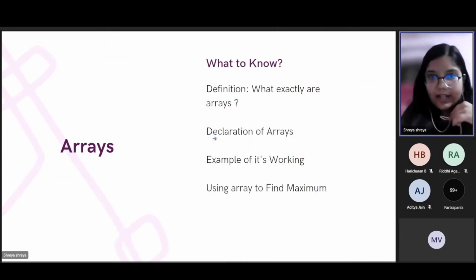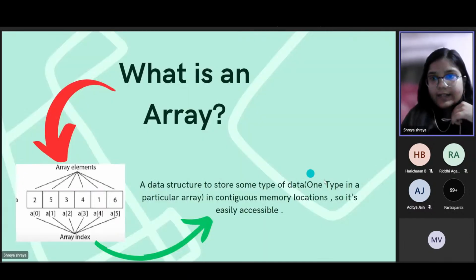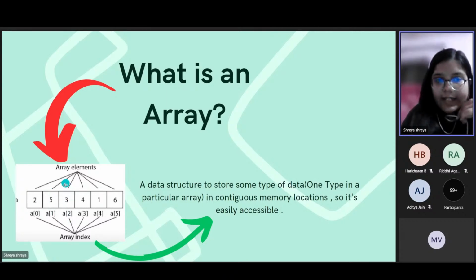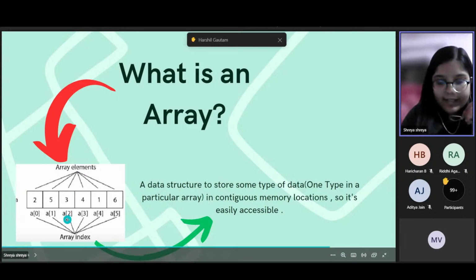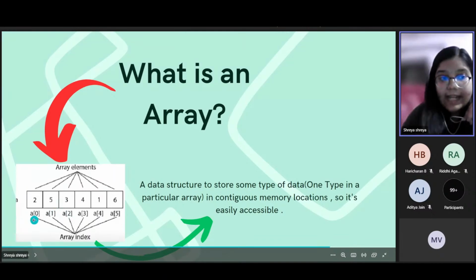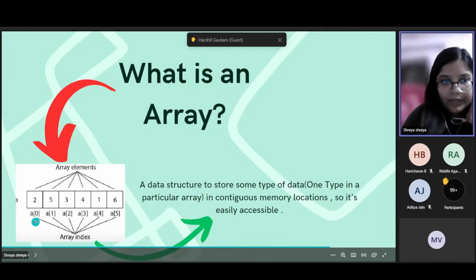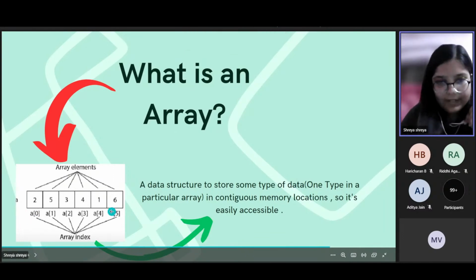Okay, so we'll move on to arrays. What exactly are arrays? An array is a particular data structure in which we store a particular type of data in contiguous memory locations so that it's easily accessible. If we have declared an array and I want to access a particular element, I can directly access it by just stating the index number. Indexing in an array starts from 0. You'll learn more about it in vectors as well. So indexing starts from 0 till n minus 1.